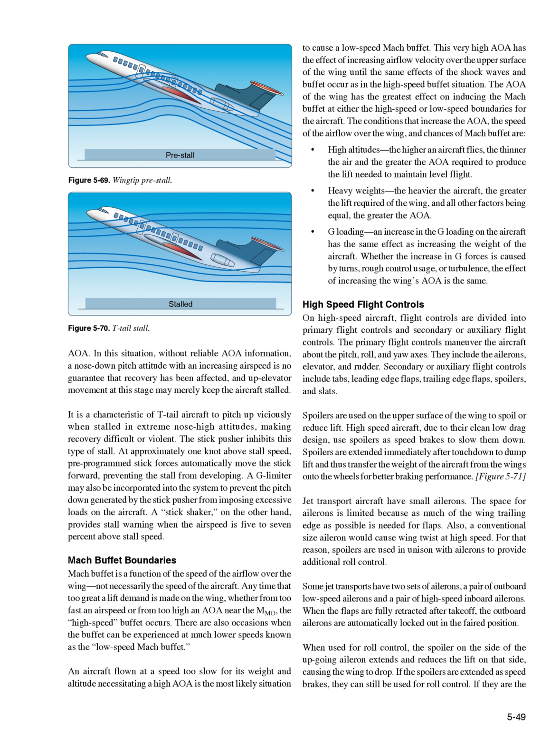Figure 571, jet transport aircraft have small ailerons. The space for ailerons is limited because as much of the wing trailing edge as possible is needed for flaps. Also, a conventional size aileron would cause wing twist at high speed. For that reason, spoilers are used in unison with ailerons to provide additional roll control.